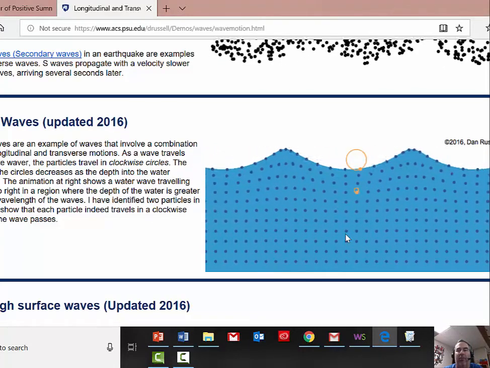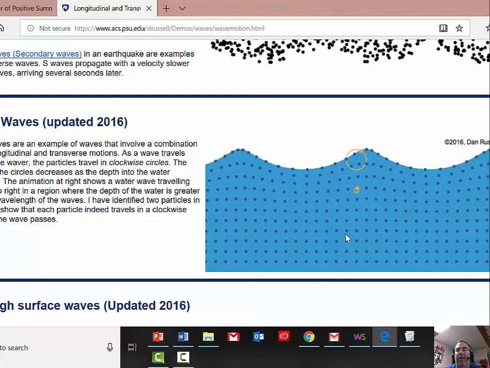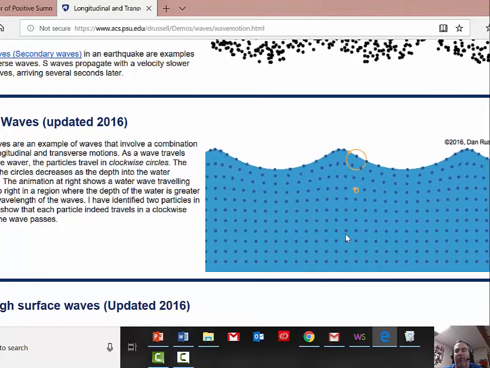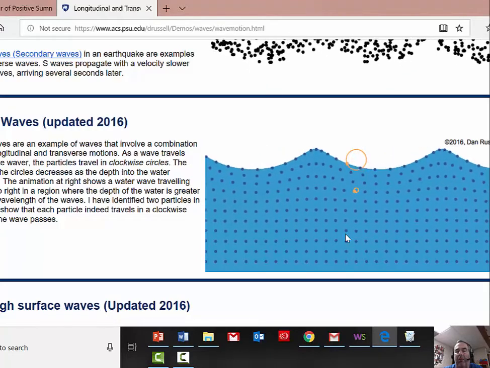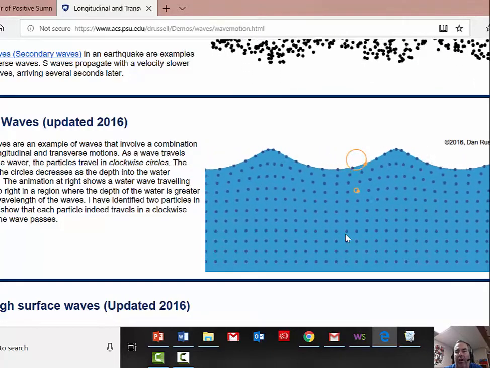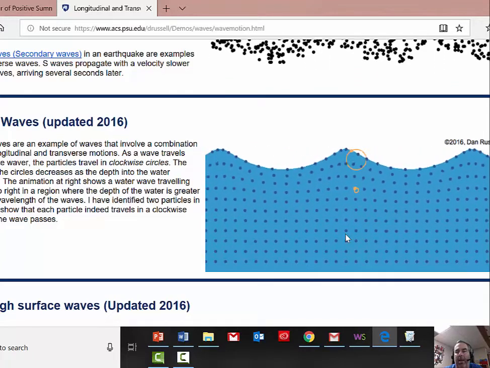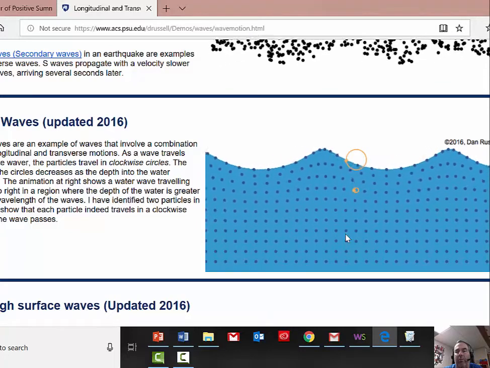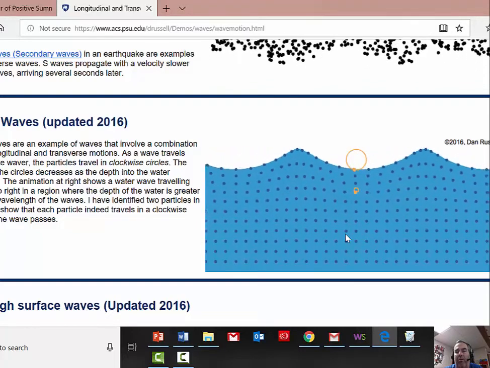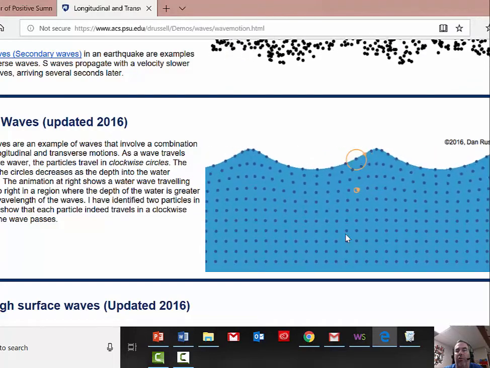If you follow this, you can see it's kind of going in a clockwise motion. So it's going to go from the top to the bottom. Here's the transverse portion of it, where it goes up and down. But yet we can go over here where it's on the left side, and now it's over here on the right side. So here we have it moving parallel to the direction in which that wave is moving. So we have a little bit of both of them going on.